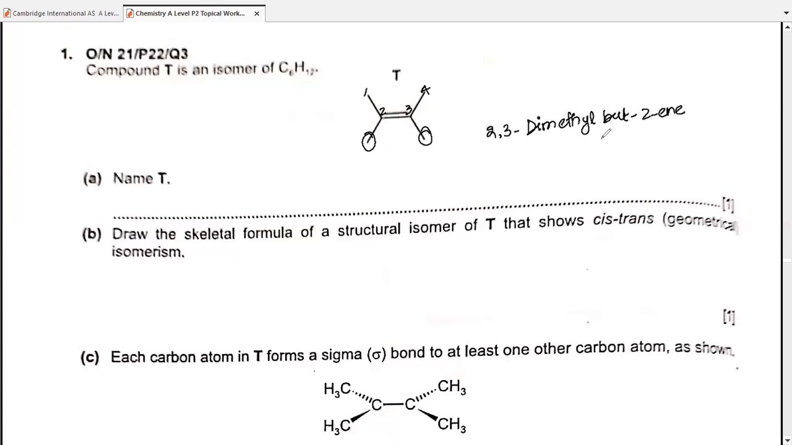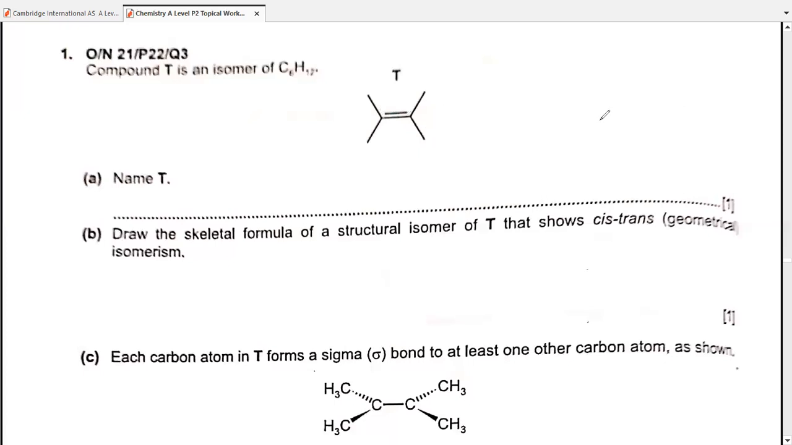Now, as I've been saying it all along, and I'll say it again, 2, 3 represents the position of the branches. Di means there are two. Meth means single carbon-based branches. Yl means the branches are singly bonded. But means there are 4 carbon atoms in total in the parent chain. 2 means the double bond starts at the lowest possible number, the second carbon. Ene means there is a double bond. That's how the whole name caters to the structural formula. All right, moving on.